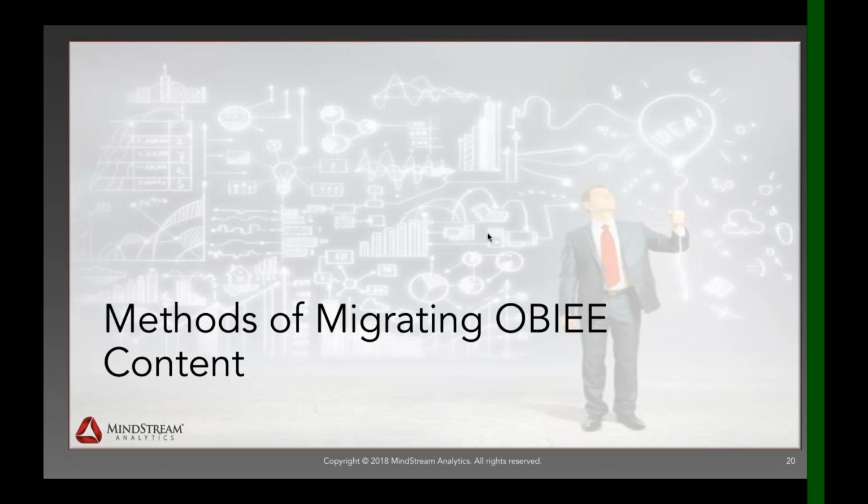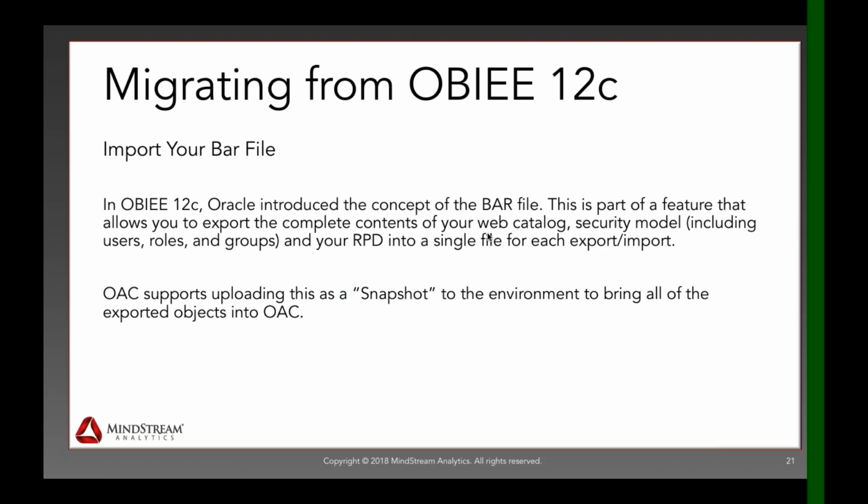Now, to drive this home, we'll talk about some of the methods to migrate. This is very high level, not a real deep technical discussion, though those details are available if you're interested. The high-level process for the actual migration, aside from the planning piece, is this: for 12c, there's functionality built in since 12c was released called a BAR file.